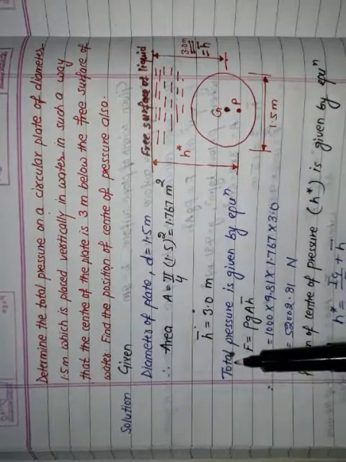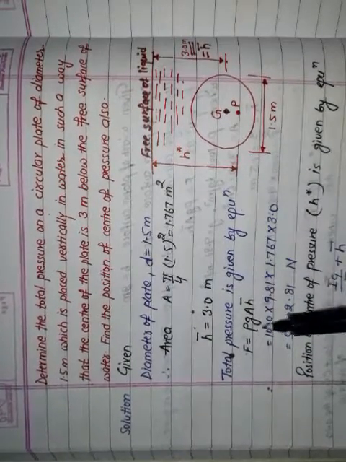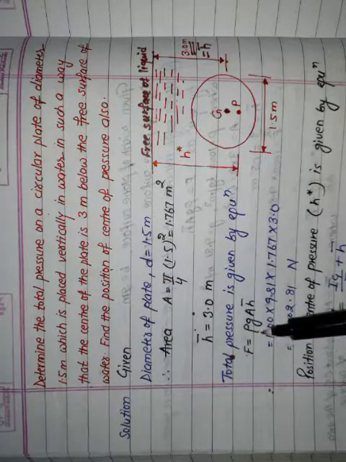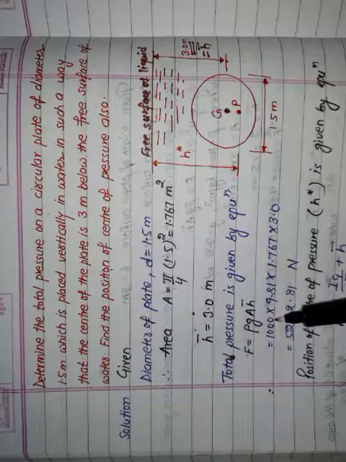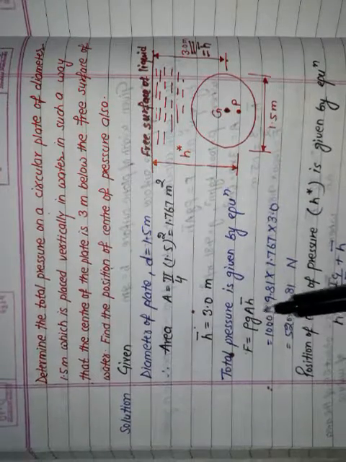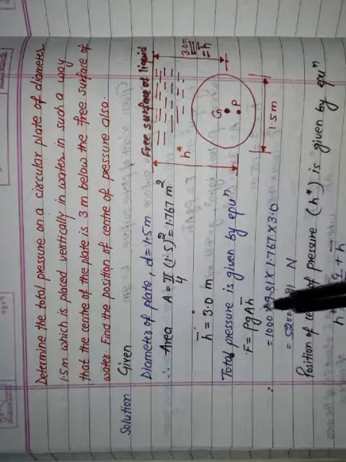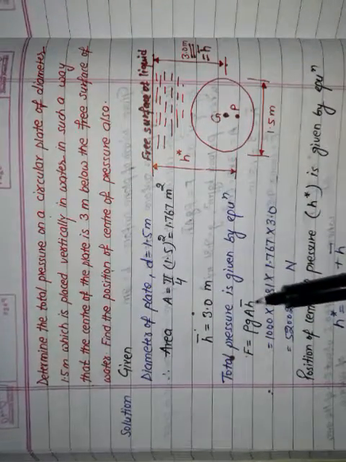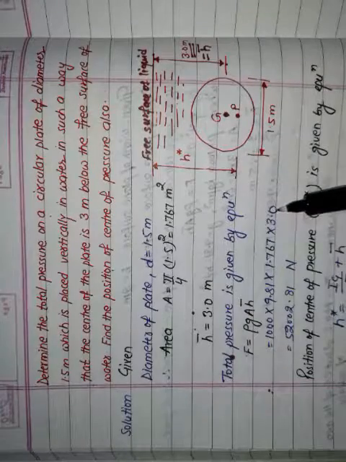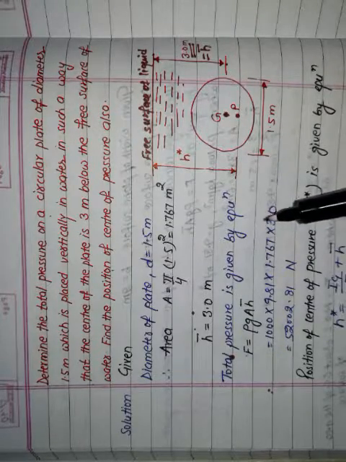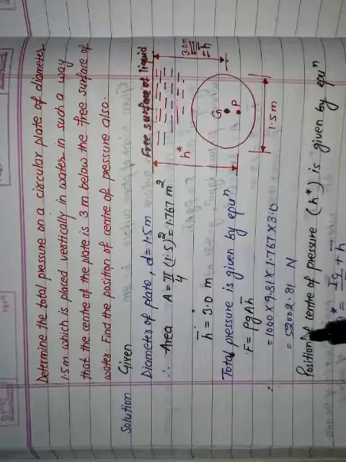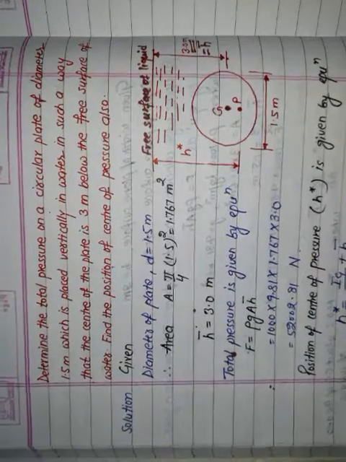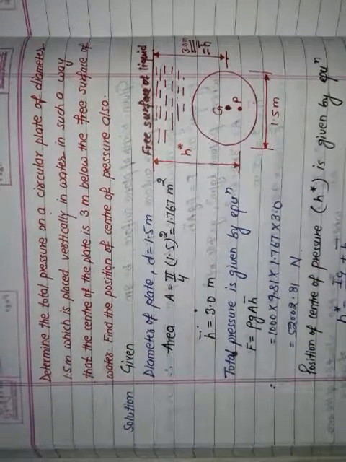Now total pressure is given by the equation F equal to rho g A h bar. Rho is the density of water, that is 1000 kg per meter cube. g is acceleration due to gravity, that is 9.81 meter per second square. A is the area, that is 1.767 meter square, and h bar is 3 meter. So after calculating, the final result is 52,002.81 Newton. So this is the total pressure force.